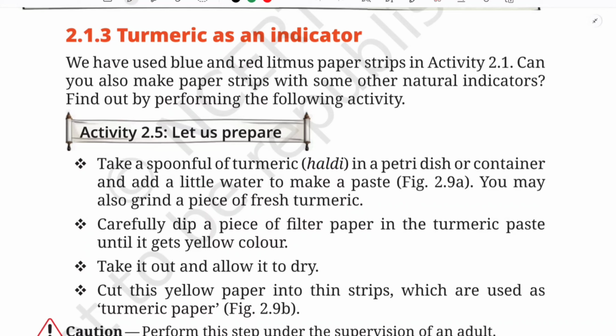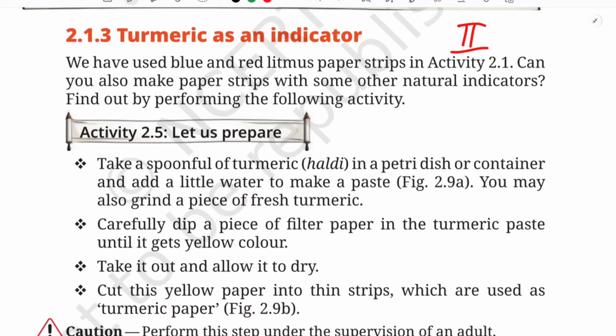So today in this class we are going to continue chapter number 2 that we have started. This is your second part. If you haven't watched the first part, kindly watch. The link is given in the description box. Chapter number 2 is exploring substances: acidic, basic and neutral.